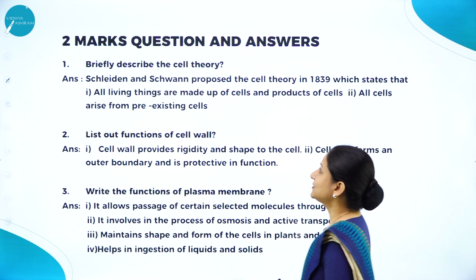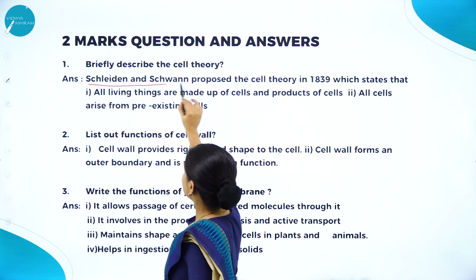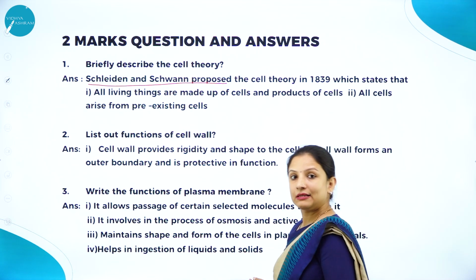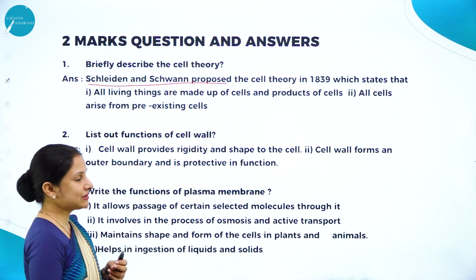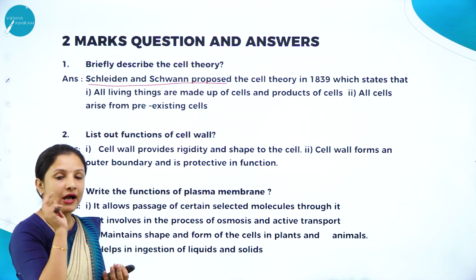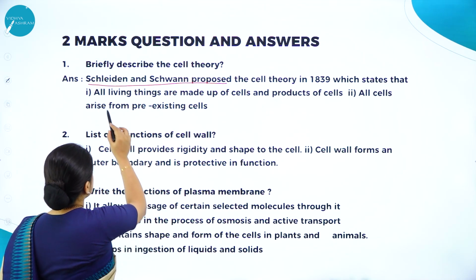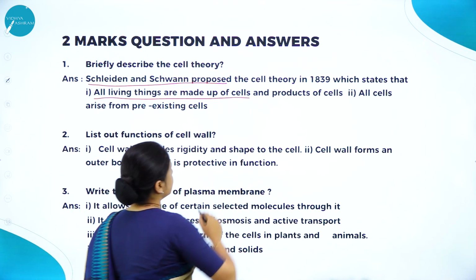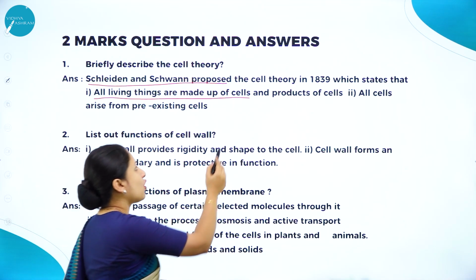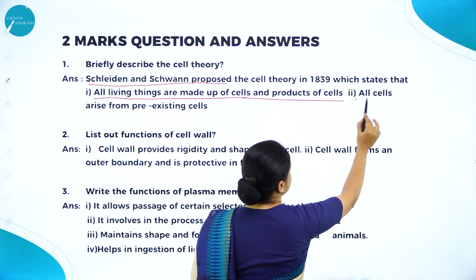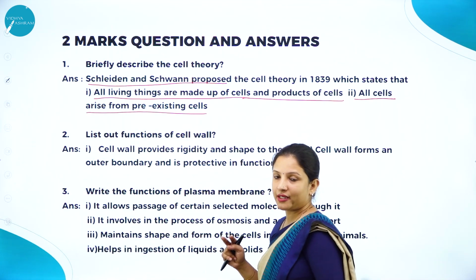Briefly describe the cell theory. This is one of the important questions. Here you have to mention that it was proposed by Schleiden and Schwann. If you don't write the year, it is okay, but mention the scientists' names who proposed this cell theory. You have to write the two statements, which is very important. The statements given were: all living things are made up of cells and products of cells. And one more statement the cell theory gave was that all cells arise from pre-existing cells. If you write these two statements, you will get 2 marks.